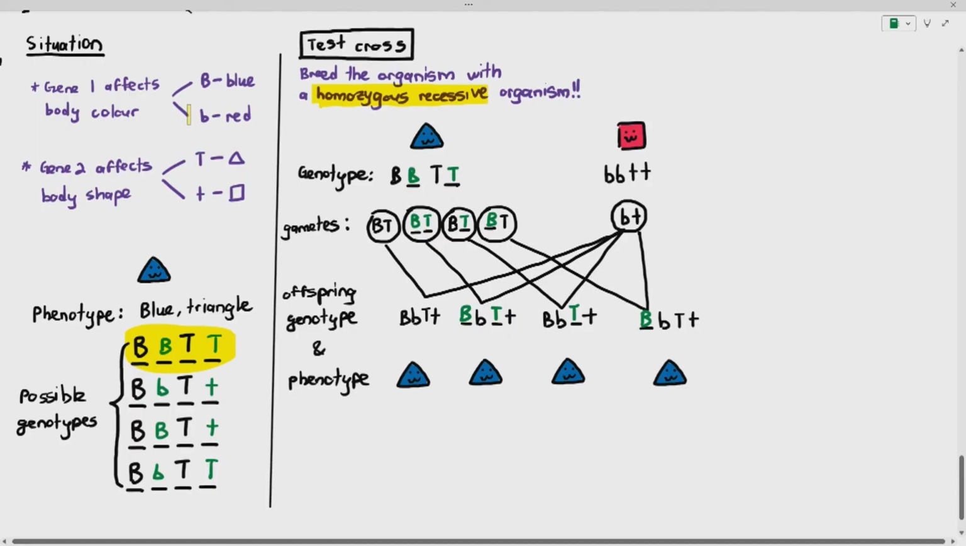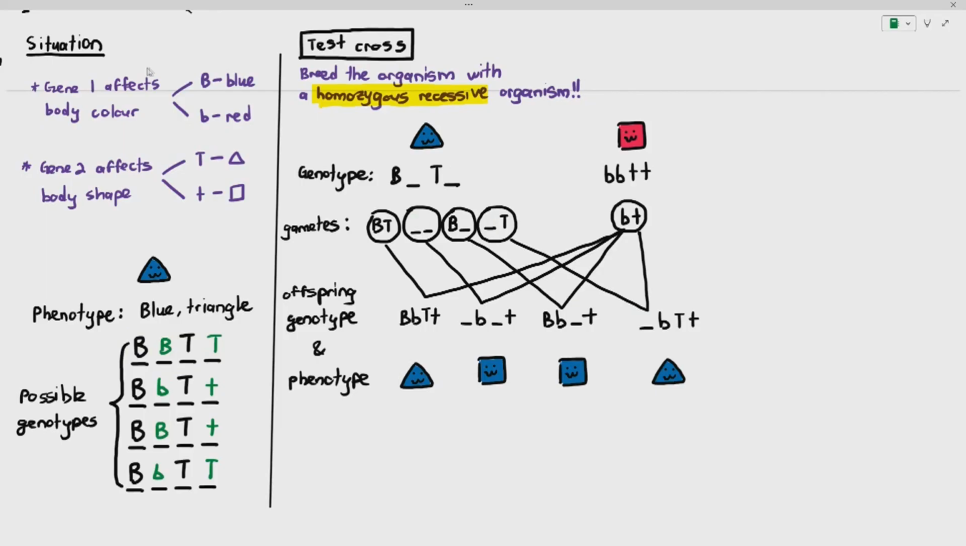Let's say that in this case over here, when they produce the offspring, oh, this is interesting. It produced 50% blue triangles and 50% blue squares. To get a blue square, you need to have one large B, definitely, to make it blue. But to make it square, it has to be small t over there, because only small t will make it square.